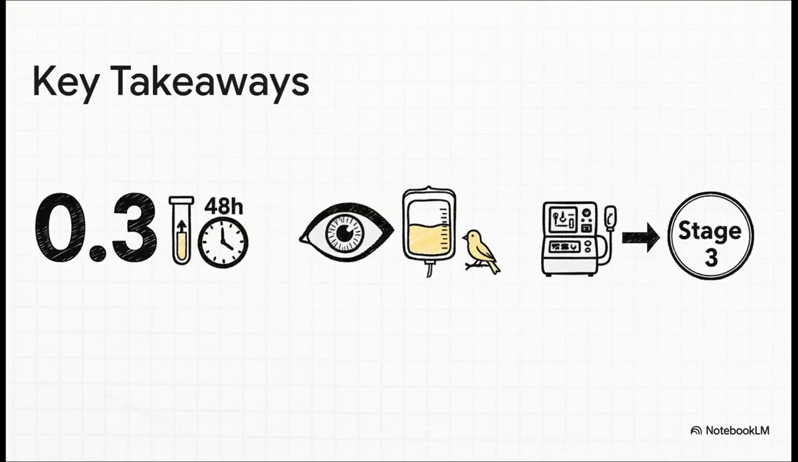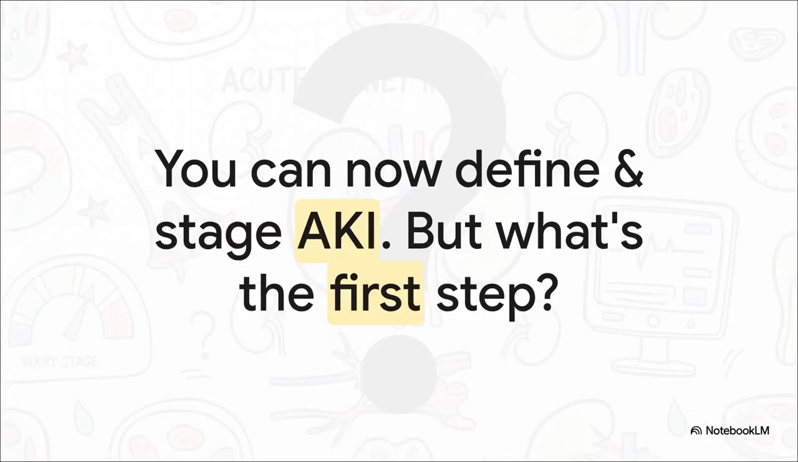Okay, let's wrap this up with the absolute must-know points. First, memorize the 0.3 rule. A creatinine bump of just 0.3 in 2 days is AKI. Got it? Second, watch that urine output like a hawk. It's your earliest warning sign. And third, if a patient gets started on any kind of kidney replacement therapy, they are immediately stage 3. So now you can confidently walk onto the wards, define AKI, and stage it. But what's the very first thing you do when you see it? Well, in our next explainer, we're going to break down the causes using that classic framework you need to know: pre-renal, intrinsic, and post-renal. I'll see you there.